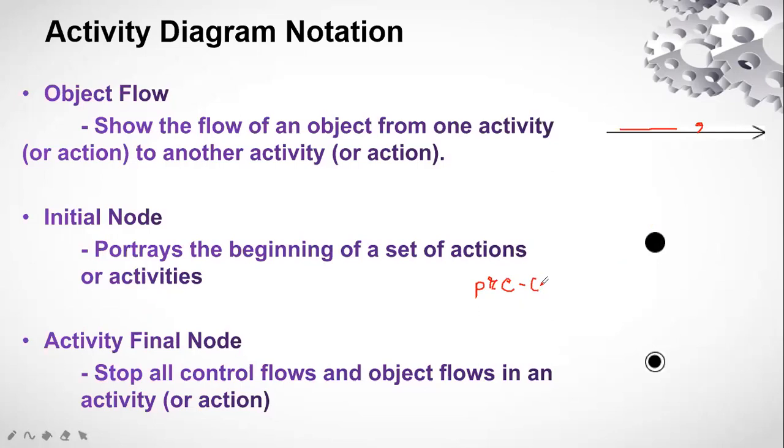Next one, we have the activity final node. As the name suggests, the activity final node is the node which shows the end of the flow of actions or activities. It is visually rendered with a circle sign, which is hollow and shaded, right? So here it will show you that this is the end of the diagram.